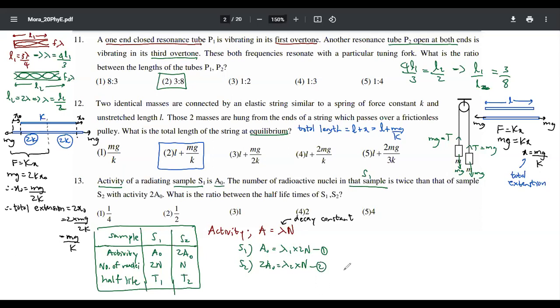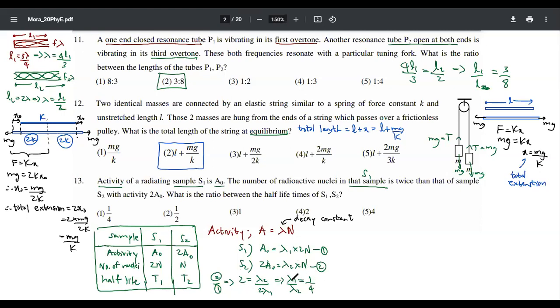All right. So if I divide the second one by the first one, I will get 2 equals lambda 2 over 2 lambda 1. Therefore, finally, we will get lambda 1 over lambda 2 is equal to 1 over 4. I take lambda 1 up, lambda 2 down, this 2 comes down: 1 over 4.